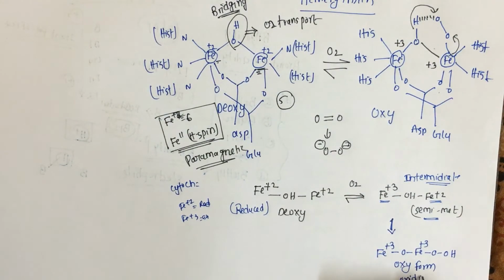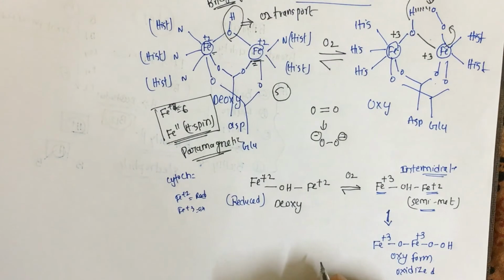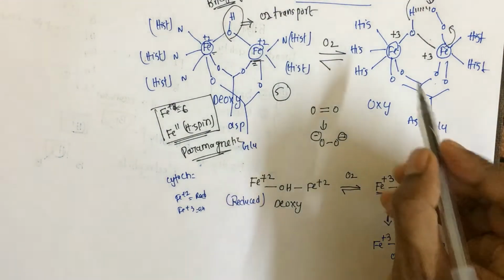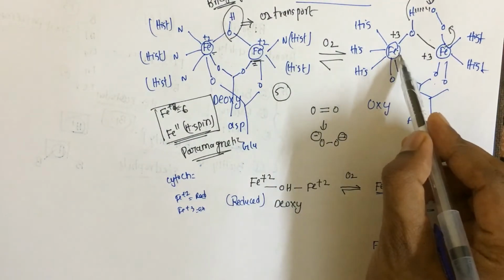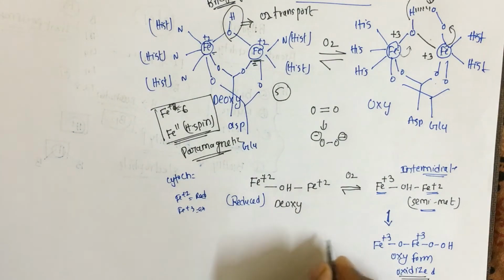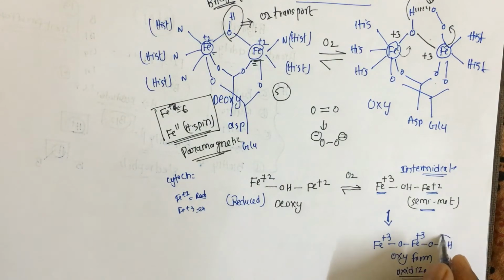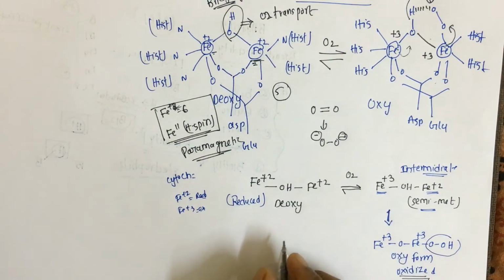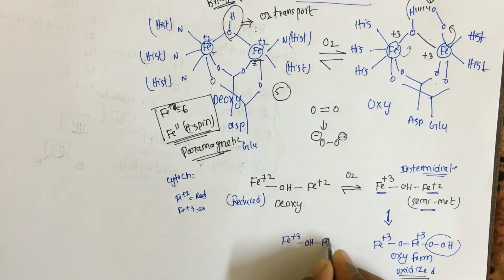Why are we calling it the oxidized form? Here I have explained that both the iron atoms are donating 1 electron to the oxygen, and because of that we call this the oxidized form. Now there is one more intermediate that exists. After losing this peroxide, it can also exist like this: Fe+3, OH, Fe+3, and here it can be L, it can be any ligand.